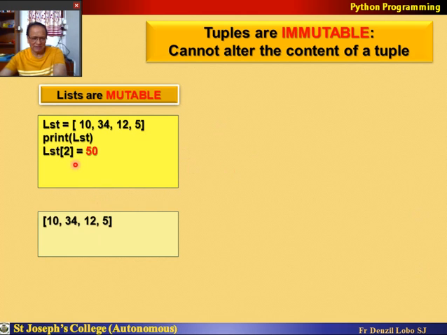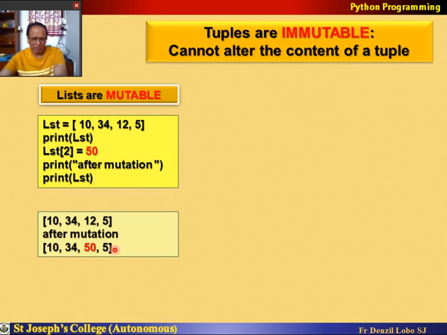And then I say list[2] = 50. That means I am going to replace 12 with 50. As you see, after mutation, 12 has been removed. In other words, lists are mutable. I can replace these elements with some other elements.